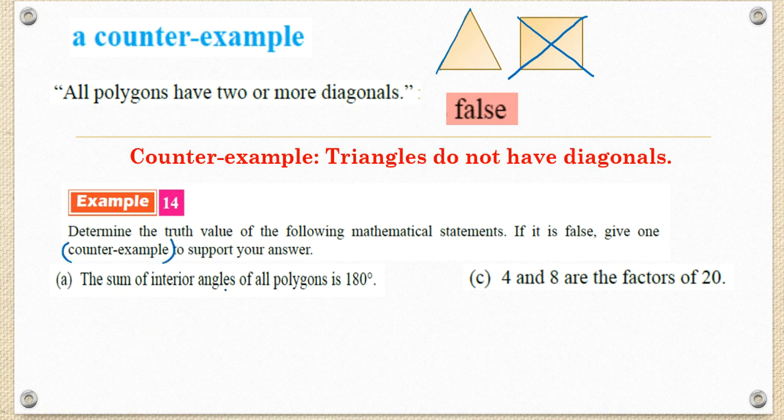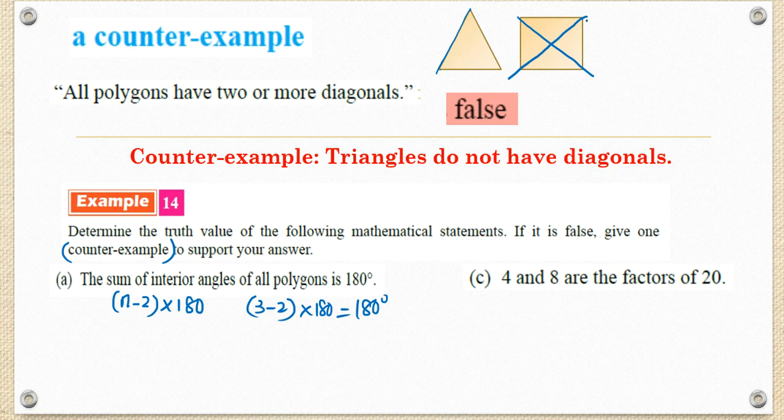So the sum of interior angle of all polygons is 180. Okay, you want to find the sum of interior angle. This is a formula that you have to remember: n minus 2 times 180. So n is the number of sides here. So for triangle, 3 sides, right? 3 minus 2 is 1. 1 times 180, you will get 180 still. Yeah, the sum of interior angle of a triangle is 180.